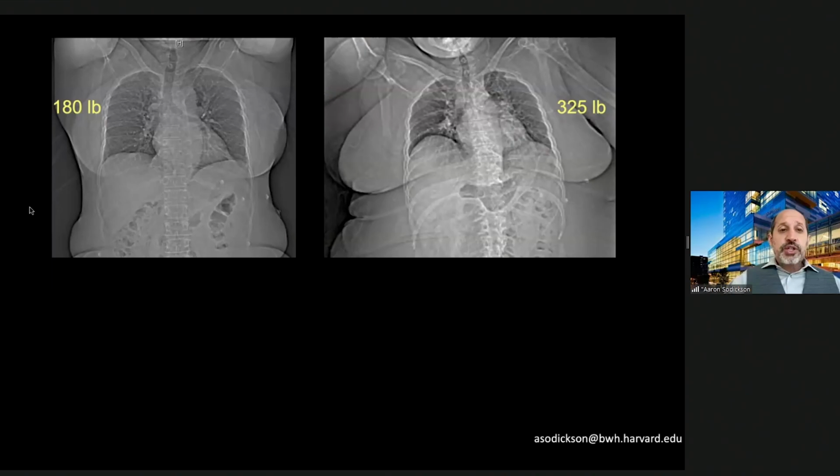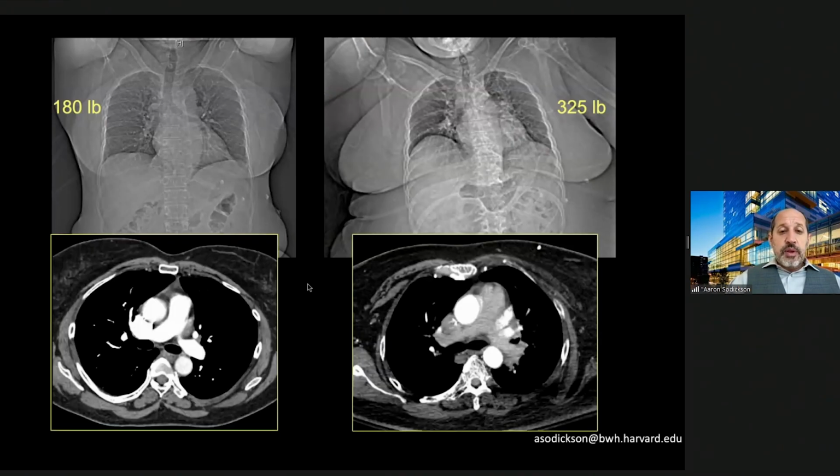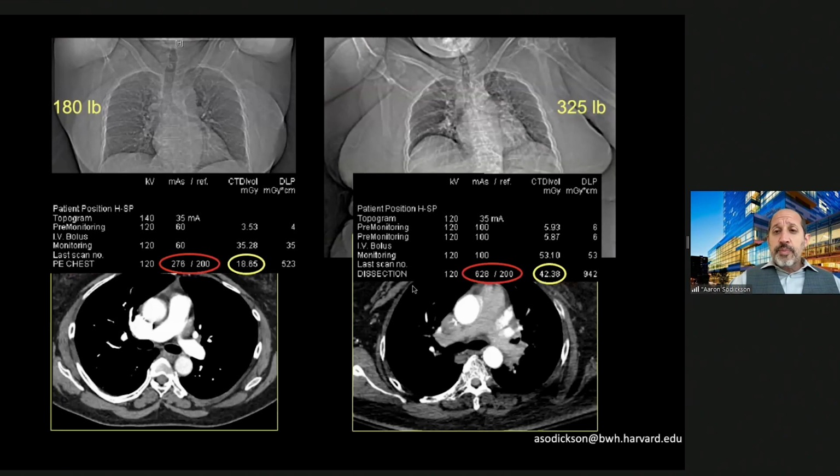Here's an example of two patients, different sizes. This is the image quality that you see. The contrast timing is different here, but if you look in the soft tissues, you can see that the noise in the soft tissues is relatively comparable between these two scans. How did we accomplish that? Well, if we look at the CTDIvol, this patient required more than double the X-ray flux as this patient in order to maintain our desired image quality. And this is appropriate variability in radiation exposure in order to maintain image quality.